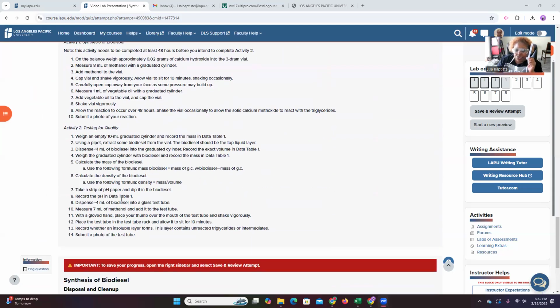So we're going to take a strip of the pH paper and dip it in the biodiesel. Record the pH. Remember, we're using that chart. Dispense 1 ml of the biodiesel into the glass tube. That's your glass tube. And then you're going to measure 7 milliliters of the methanol. That's still your methanol. And add it to the test tube with gloved hands. Remember, we're wearing the gloves the whole time.